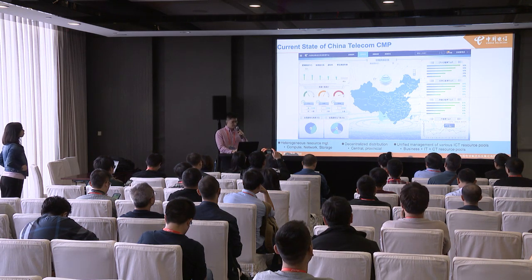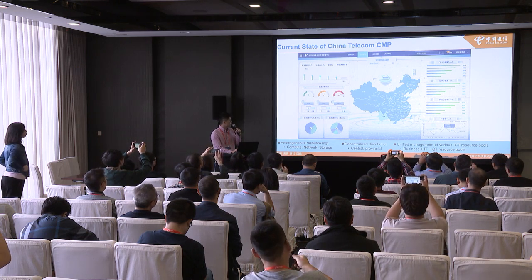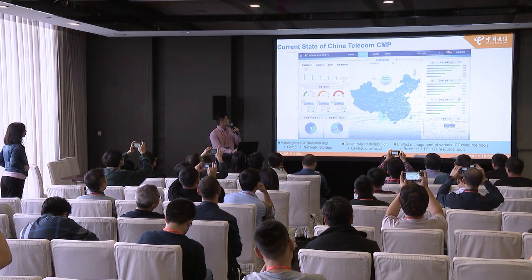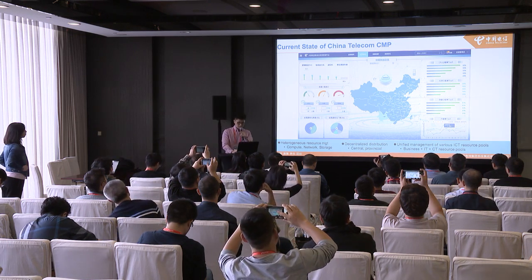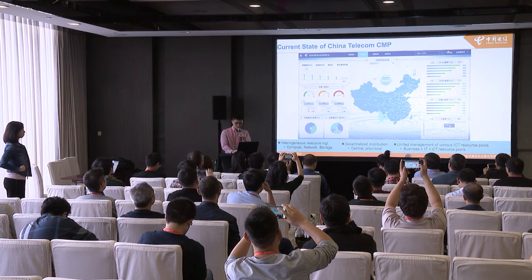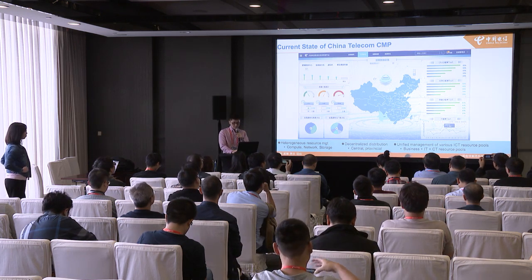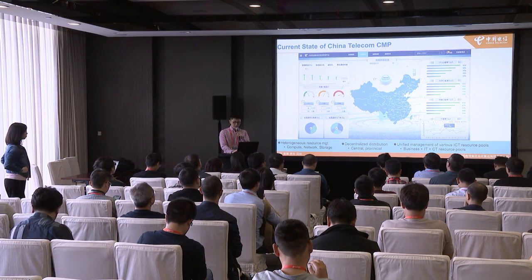So this is the current state of our China Telecom CMP system, and the numbers have been blurred out for privacy reasons, except the one on the top left corner, which is the overall number of resource pools across the country. Our CMP manages more than 300 resource pools over 50 plus cities.